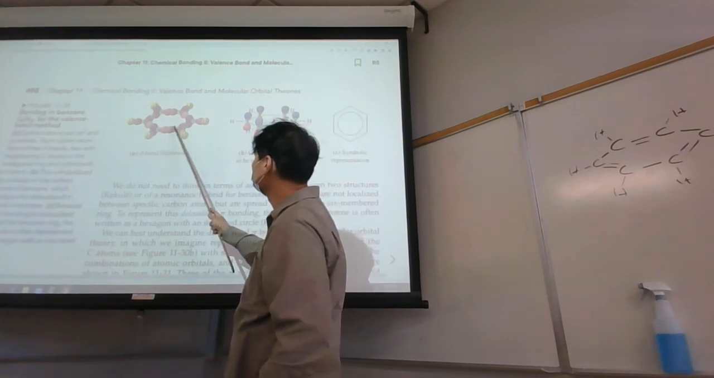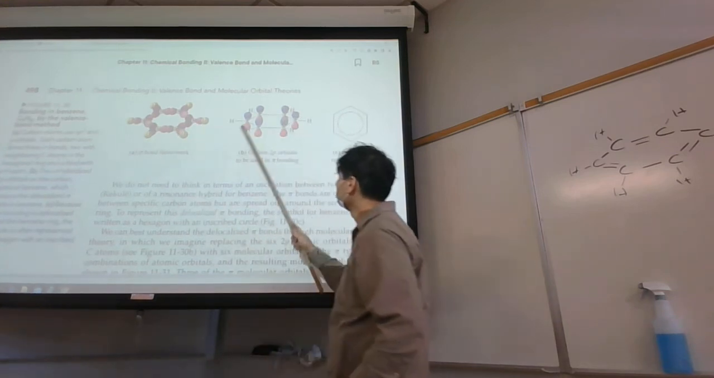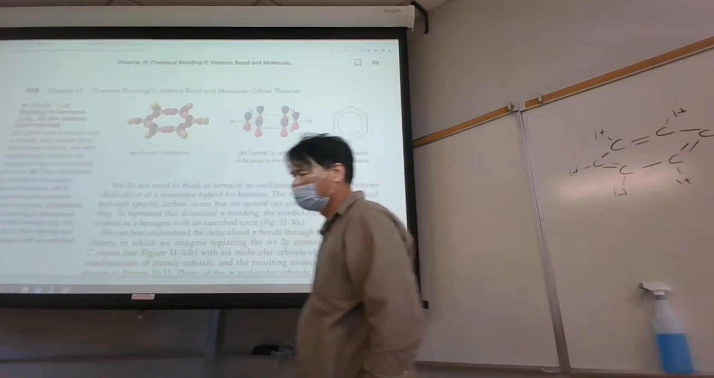You can see sp2 sigma bonds. Do you see that? sp2 sigmas. So this is the sigma bonding network. And then we have a pi bonding, and the pi bonding is delocalized over the entire structure.